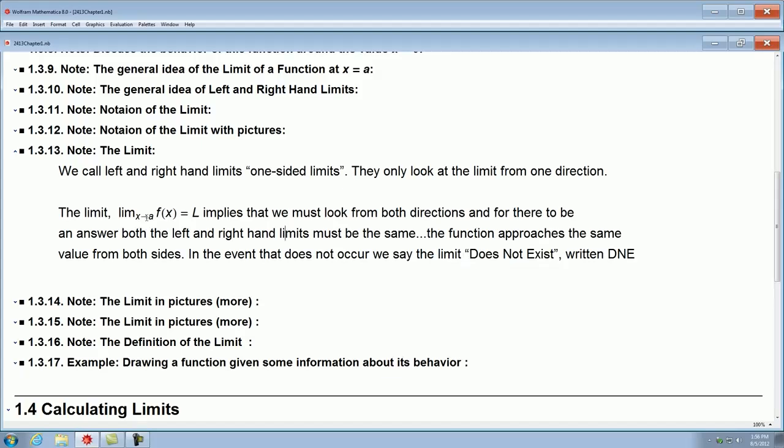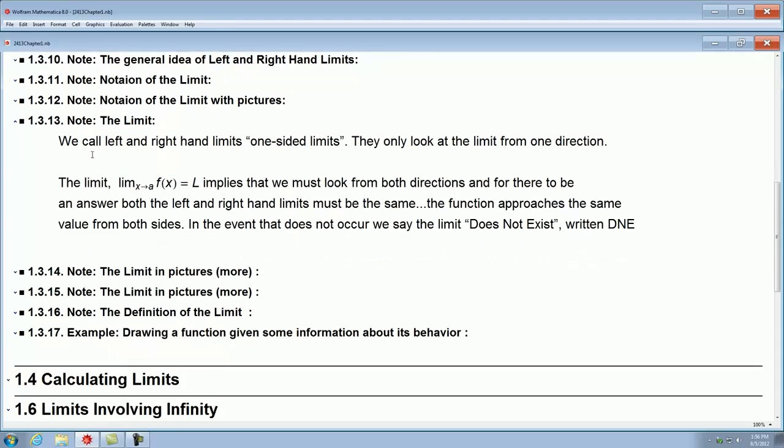So when you're not specifically coming from the left or from the right, you have to look at both. And if they're both the same, then that's your answer. If they're not, you say the limit doesn't exist.